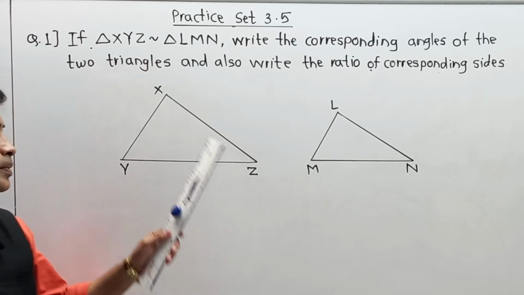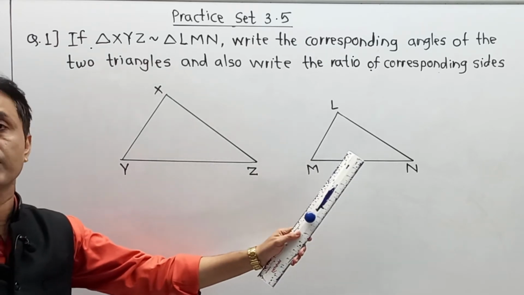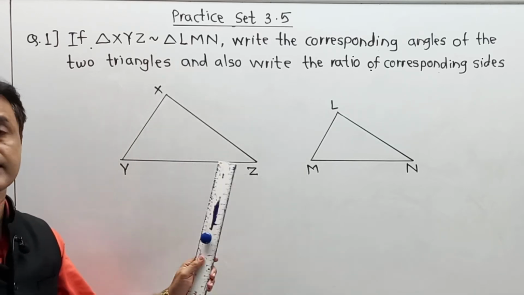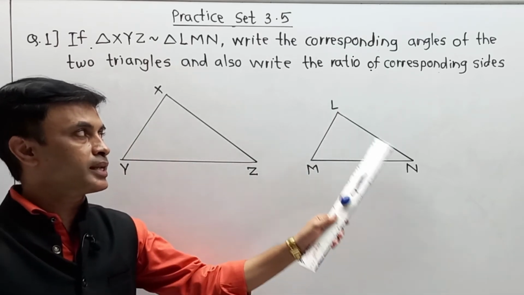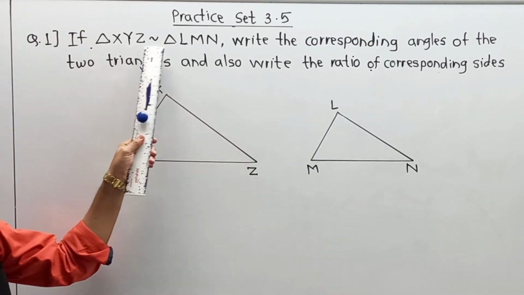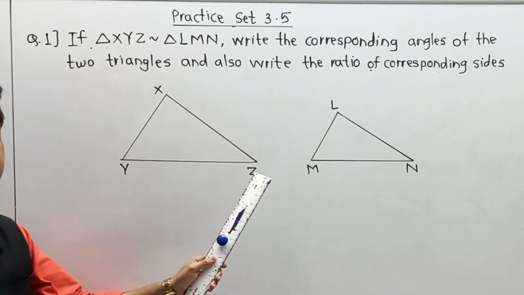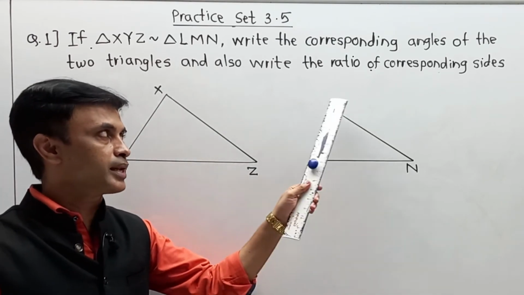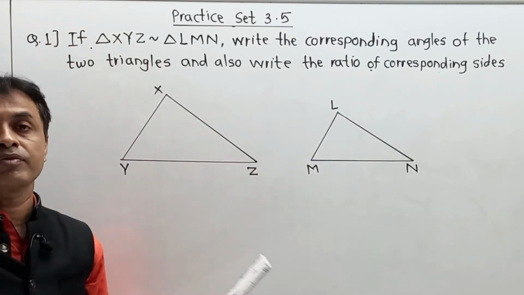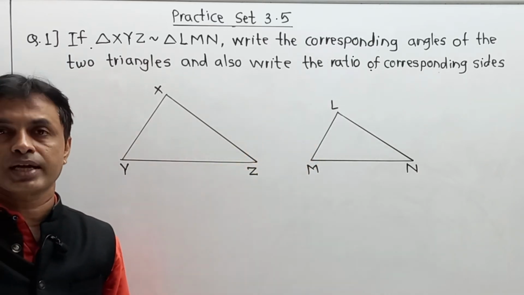Now try to understand the part. Just for understanding, because the diagram is not given in the book, we have drawn it for you. Let us say triangle XYZ is the first triangle and LMN is the second triangle. It is already given that triangle XYZ is similar to triangle LMN. Now when we write the part, we have to write corresponding angles and we have to write the ratio of corresponding sides.